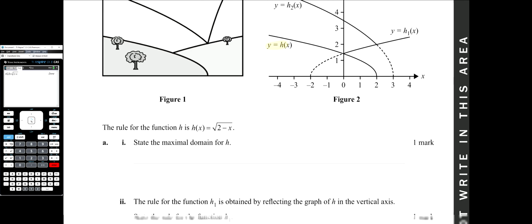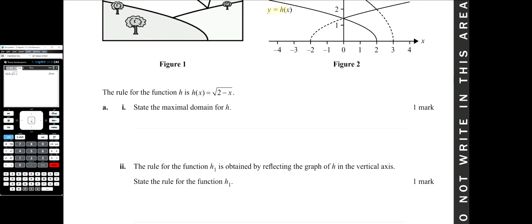State the maximal domain for h. Again, we can use the domain command on CAS, or you can solve this by hand. So domain, and then bracket h of x, and then comma x, and there we have it, negative infinity to 2. So the maximal domain of h is negative infinity all the way to 2, and the 2 has a square bracket because it is included.